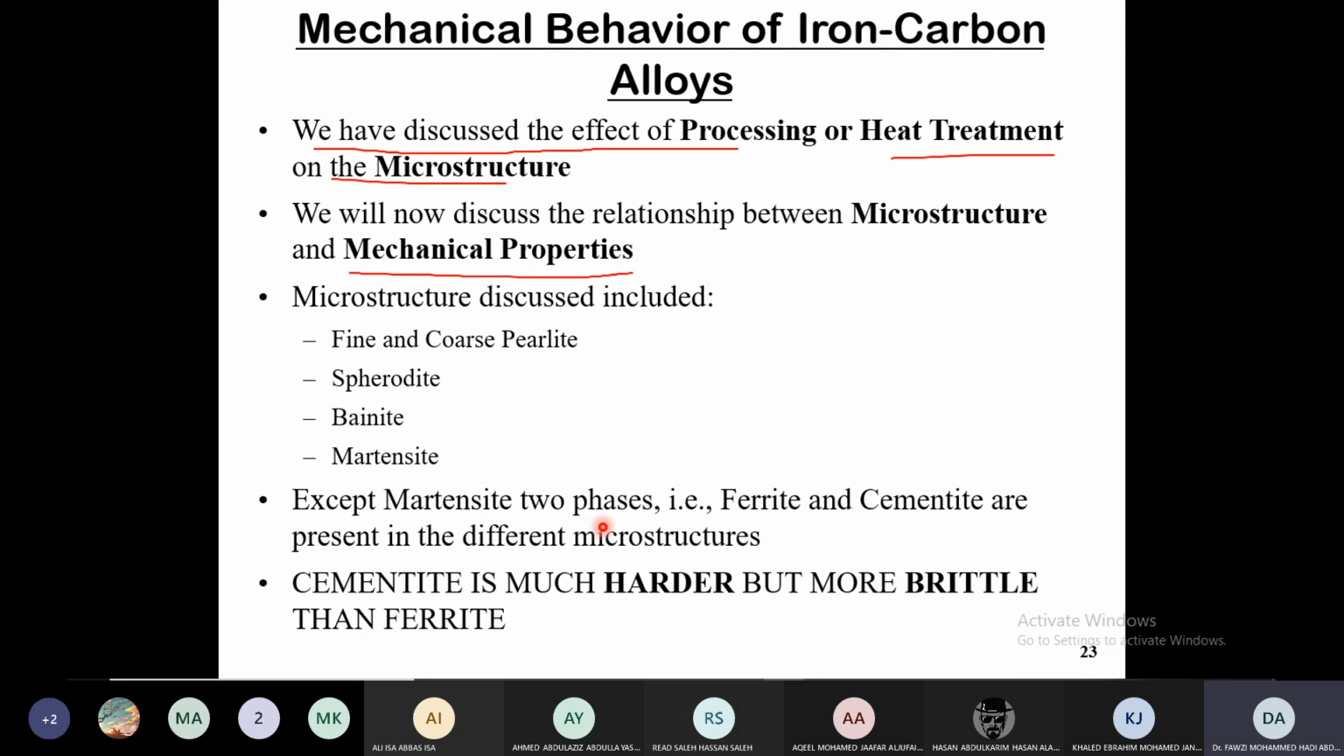Except for martensite, it is a single phase only, and does not consist of the same things. The crystal structure is different. It is a BCT crystal structure.